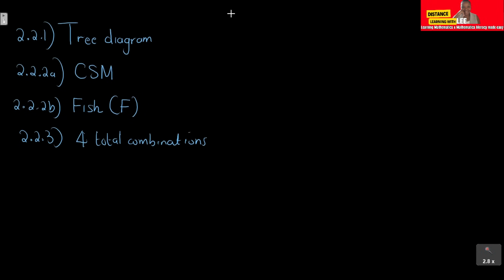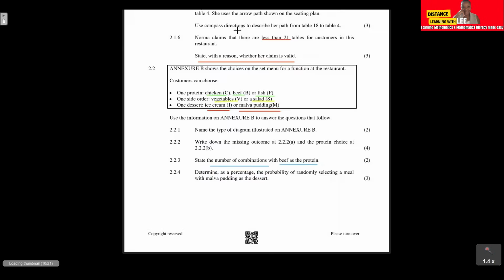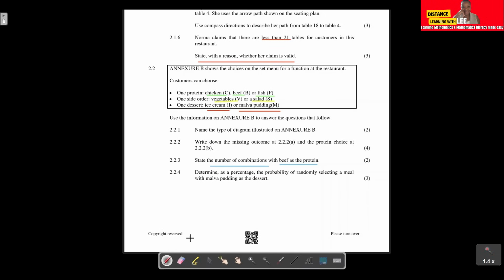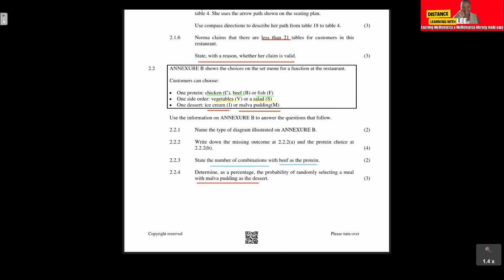All right, so it's four total combinations, right? Let's have a look at the last question. Question 2.2.4 says, determine as a percentage the probability of randomly selecting a meal with malva pudding as a dessert. So here, guys, we are calculating probability. What is the probability of randomly selecting a meal with malva pudding as dessert?